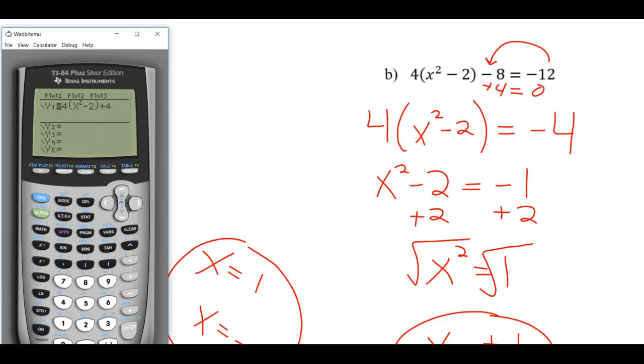We were right on the money. And then graph it, and it crosses the x-axis at 1 and negative 1. Boom. How long does that take to check your work? Like 15 seconds, and you're guaranteed the right answer. You can check your work before you turn in your test and see if it's right.